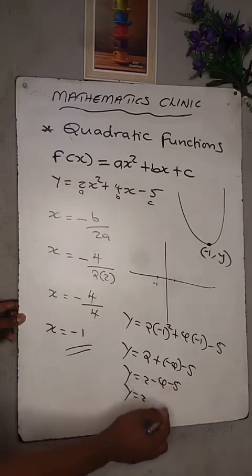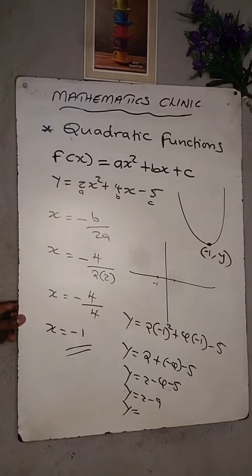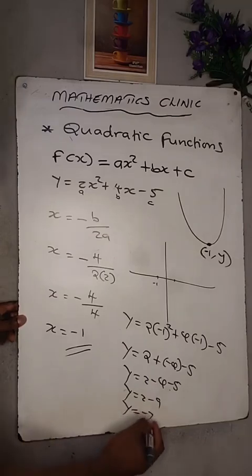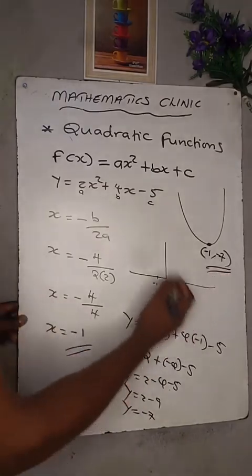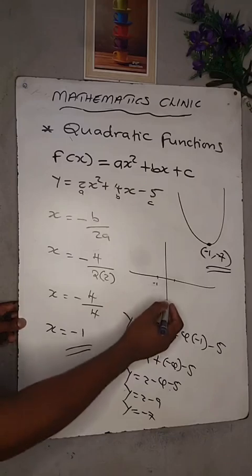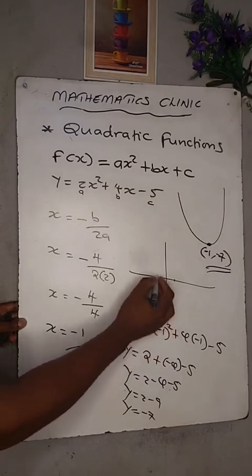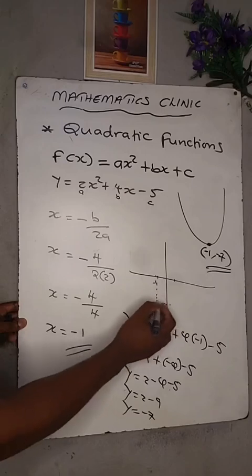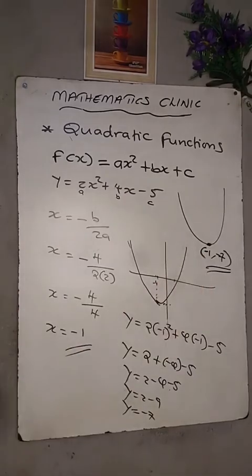Negative 4 minus 5 is negative 9. So my y is equal to 2 minus 9. 2 minus 9 is negative 7. So the value for y is negative 7. This is your turning point, meaning the curve turned at it. So on the y-axis, our negative 7 is here. We say it is at this point where there is negative 1 and negative 7. That's where the curve turned.